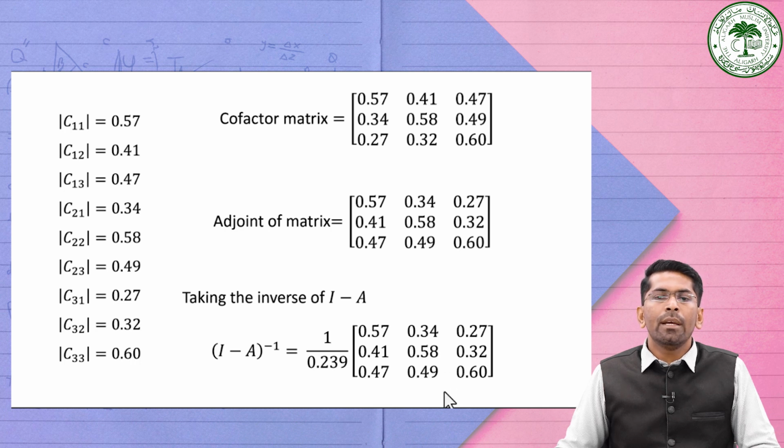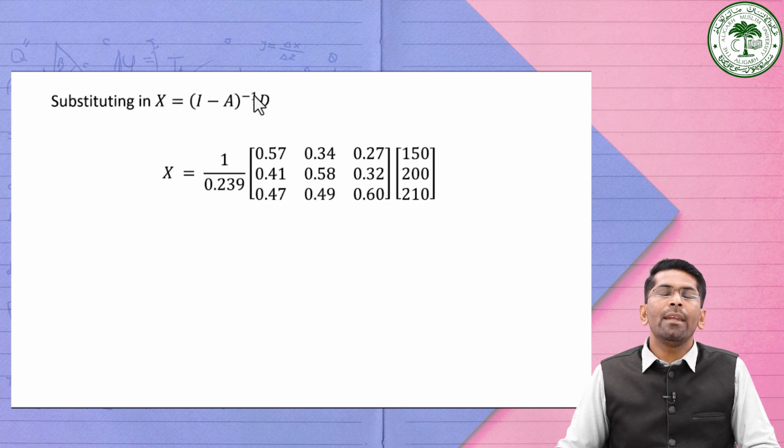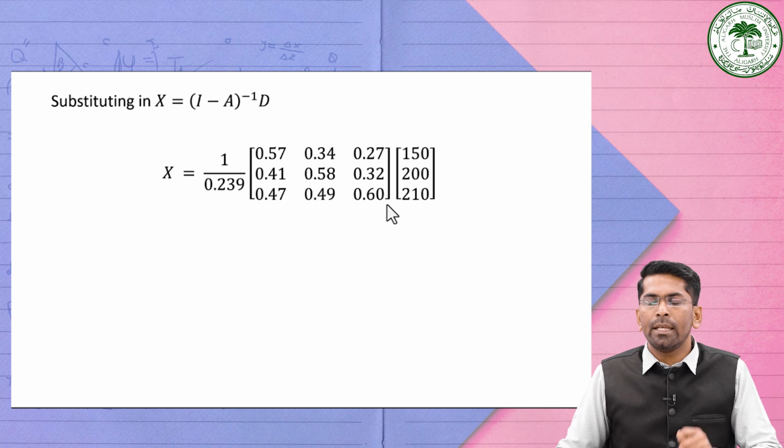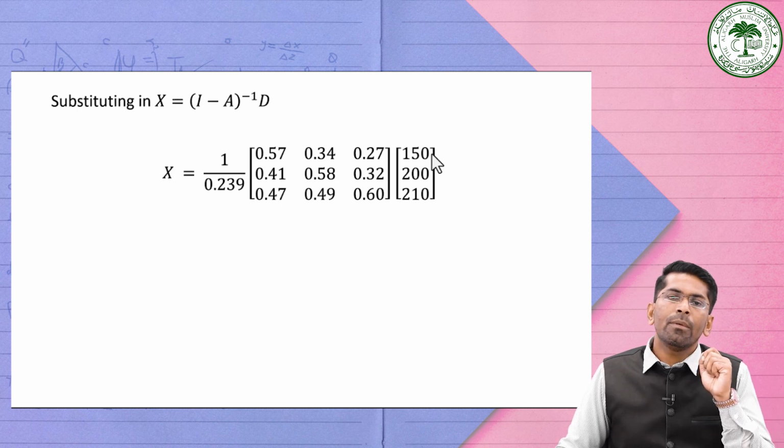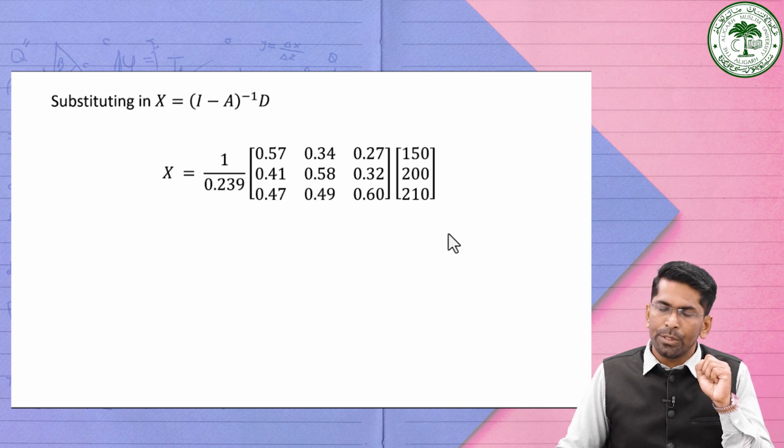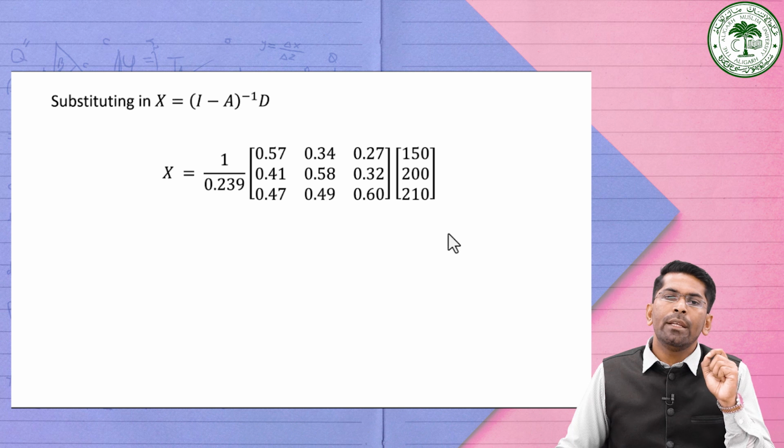After finding the inverse, we are going to multiply by the final demand vector, that is D. I have written the final demand vector here separately: 150, 200 and 210. We are going to multiply the adjoint matrix with the final demand vector D. The adjoint matrix is a 3 by 3 matrix, and the demand vector is a 3 by 1 matrix. Of course, the matrix multiplication is possible, and if you multiply these two matrices, it will produce a 3 by 1 matrix.